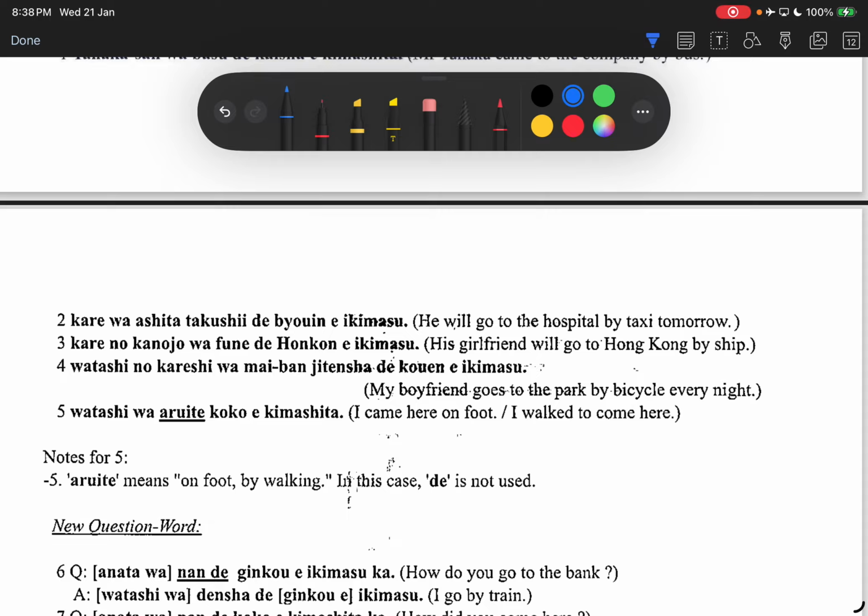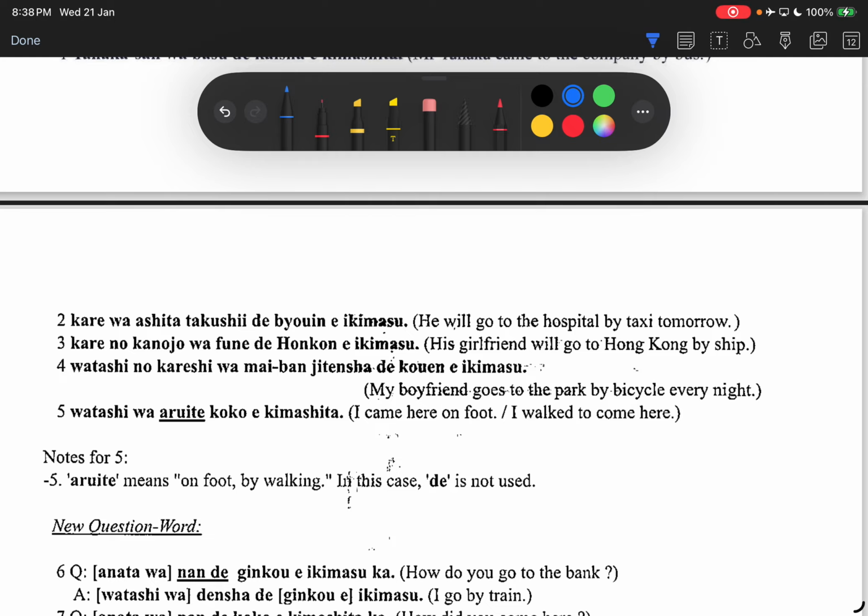Number 3. 彼の彼女は, 彼の belongs to 彼. So his girlfriend は船で. 船 is ferry or ship. So by ship, 香港へ, to Hong Kong, 行きます, go. So go to Hong Kong by ship. Fourth. 私の彼氏は毎晩自転車で公園へ行きます。自転車で, by bicycle, 公園へ, to the park, 行きます, go. So go to the park by bicycle.